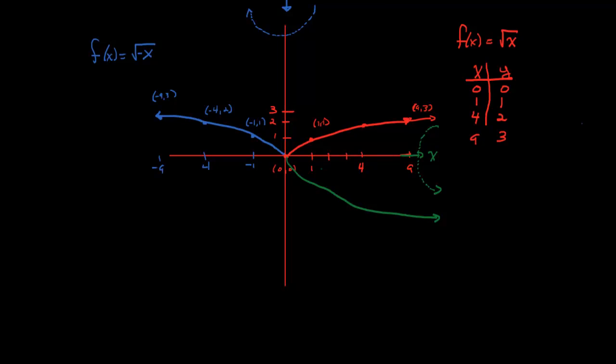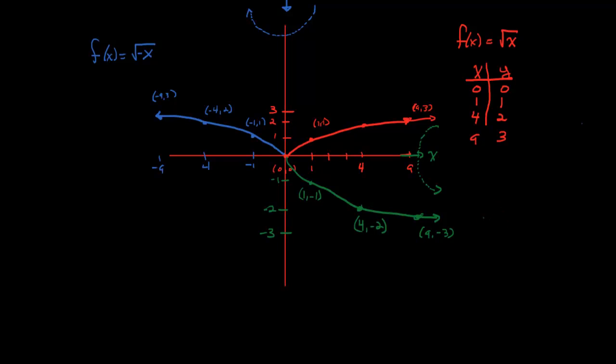So now I would no longer have the point (1, 1). I would have the point (1, -1). So this would be a (1, -1). And then over here, at this point down here, I would have the point (4, -2), the point (4, -2). And then lastly over here, I would have the point (9, -3), and I would be down here.